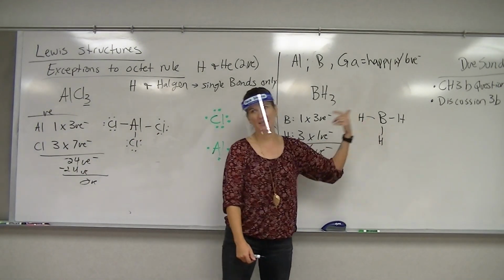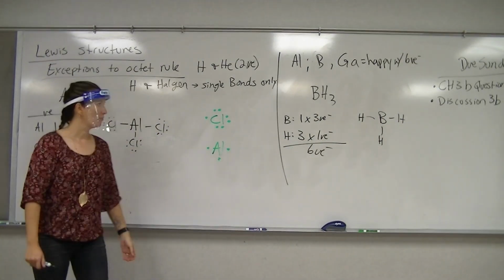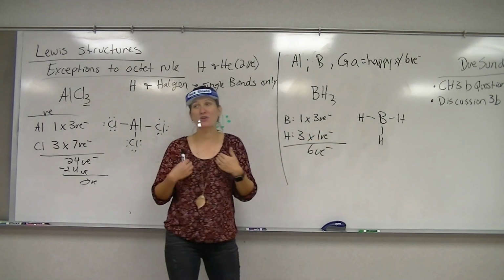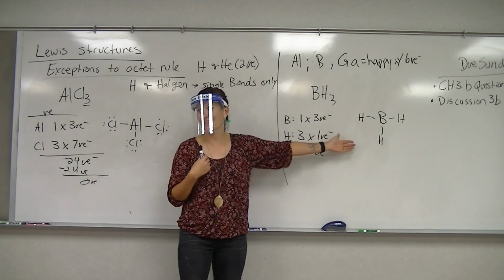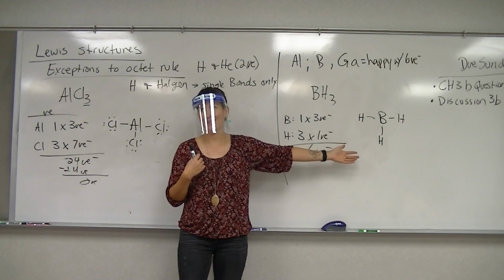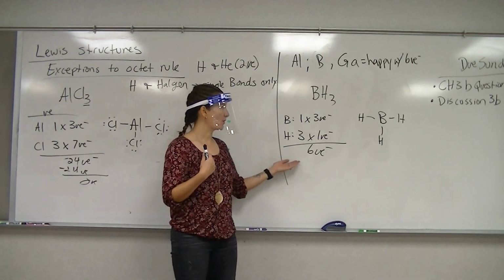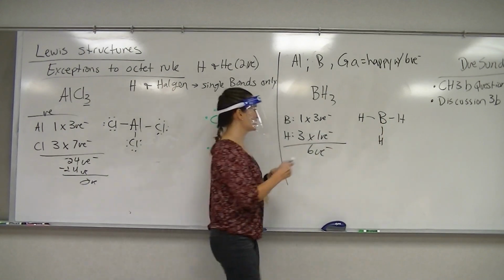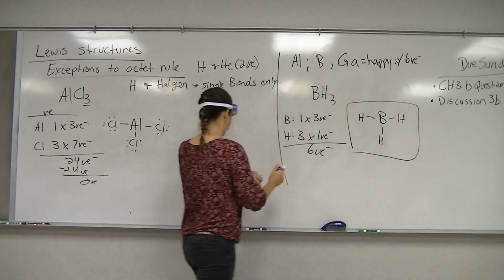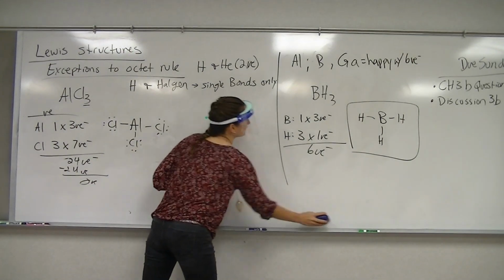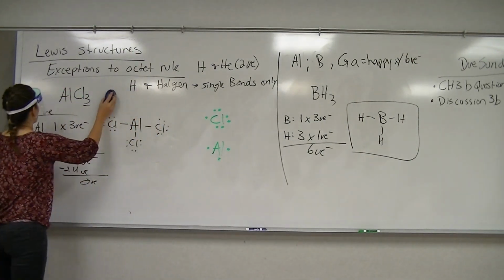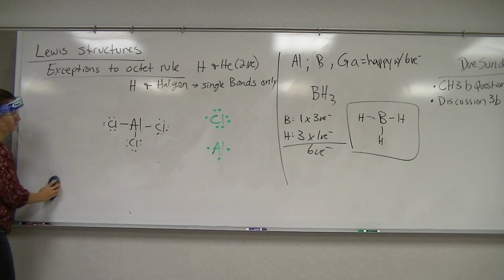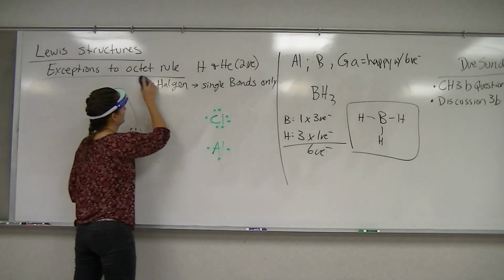Because hydrogens are happy, they only want 2. Boron, he's an exception, so he only wants 6. And we couldn't give him more if we wanted to, because hydrogen definitely is not going to do a double bond. Because it doesn't have the room, and there are no extra electrons to do that. We've already used the 6 allowed. So this is the correct structure. So the first exception is that aluminum, boron, and gallium are happy with 6.